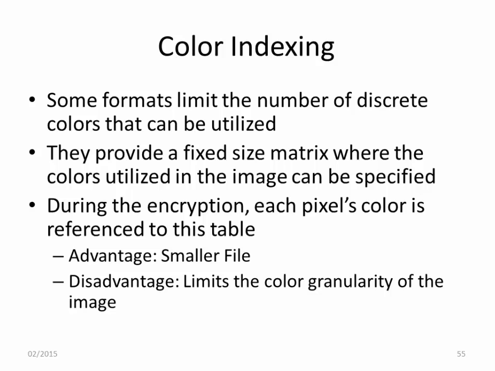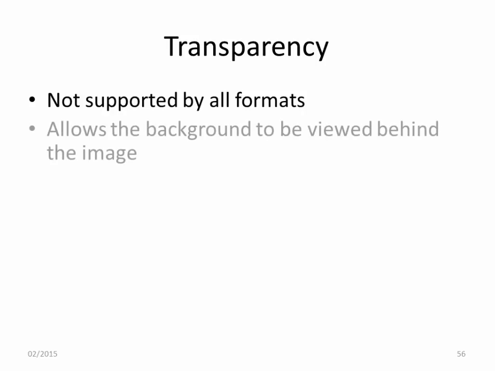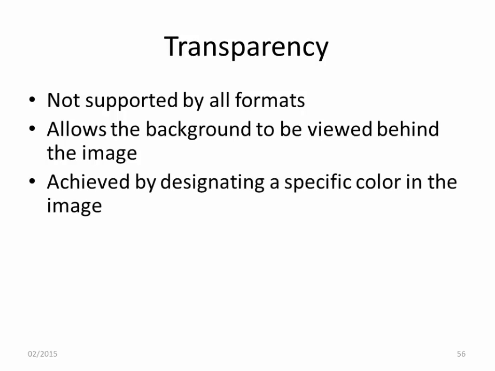Another characteristic, more associated probably with graphic images than other types of things, is something known as transparency. And this is not supported by all file formats. But in transparency, what you're trying to do is allow the background to show through this image that you're displaying, like on a web page or something. And the way that they do this is they pick a specific color and say, okay, that's my transparency color.